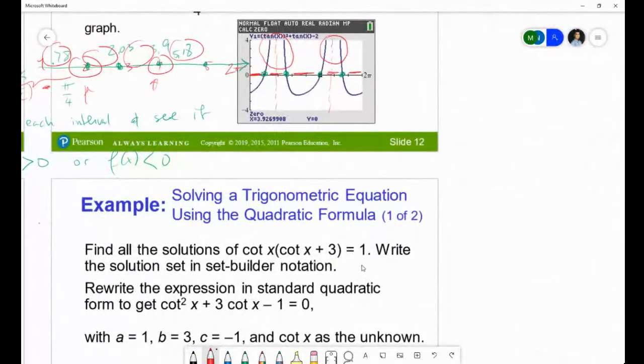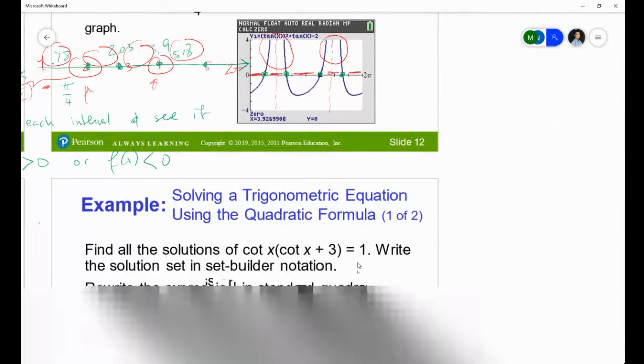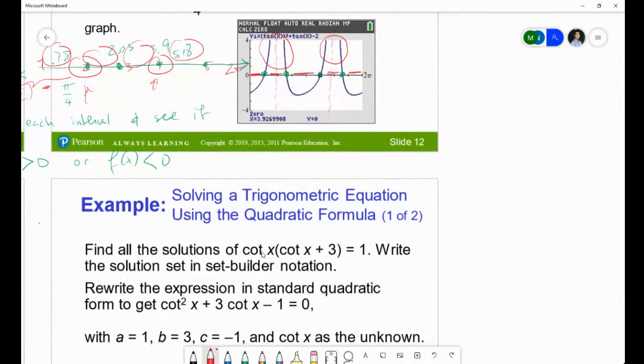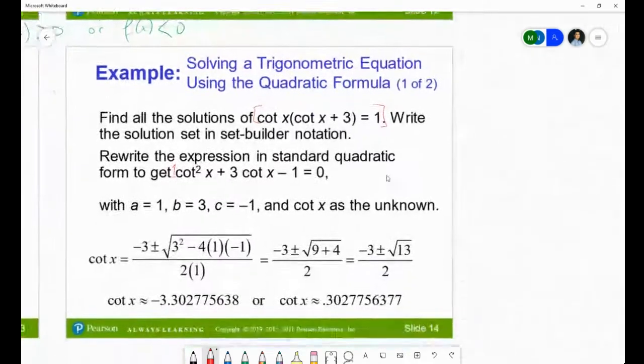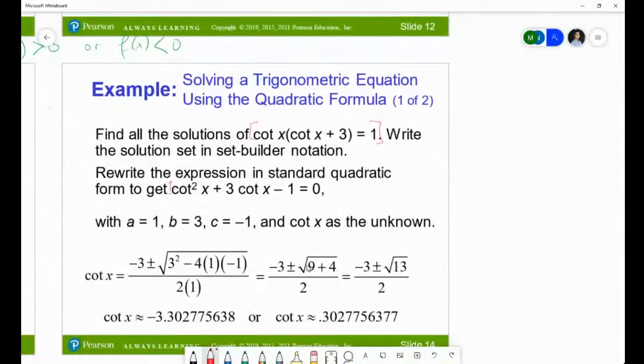Here we can use the quadratic formula if you are unable to factor. When we try to solve this equation, we rewrite it as a quadratic and see what A, B, and C are equal to. If there's no number, it's just an understood one. Here's our B, here's our C. We definitely cannot factor this because my C is -1 and my B is 3, so you can't multiply to get -1 and add to get 3. So we basically just use the quadratic formula.